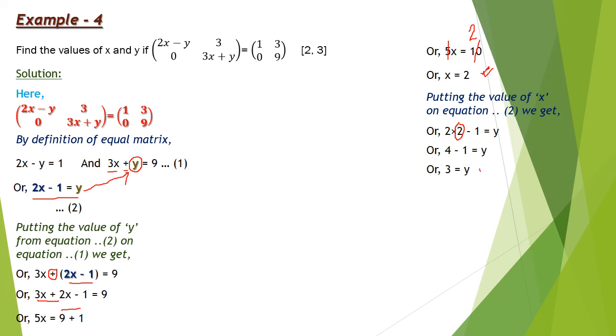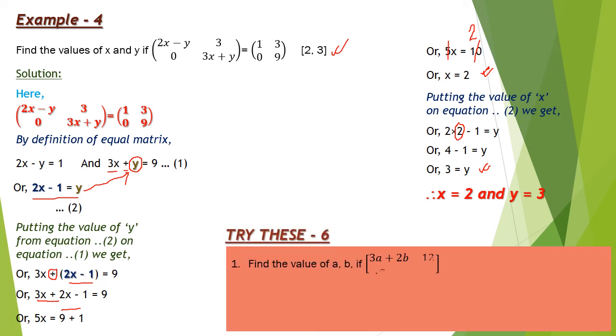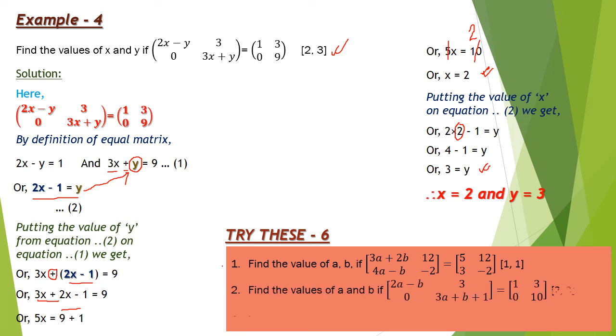Now this concludes our example 4. The answers are x is equal to 2 and y is equal to 3. You can see the answer x is equal to 2 and y is equal to 3. Now there are 3 more questions for you to practice. Find the values of a and b, and all these questions are done exactly like example 4. You can pause your video and complete your work.